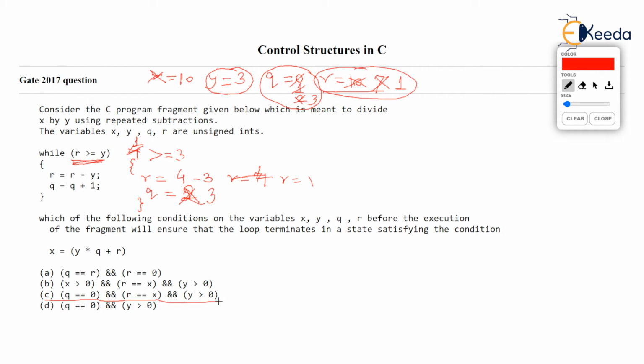So is this condition getting satisfied? X equal to y into q plus r. You know that x was 10. Is 10 equal to y, that is 3, into q, which is 3, plus 1? Indeed, 3 into 3 plus 1 is 10. So option C is correct. If you initialize q, r and y using the conditions in option C, then you will get this condition satisfied.